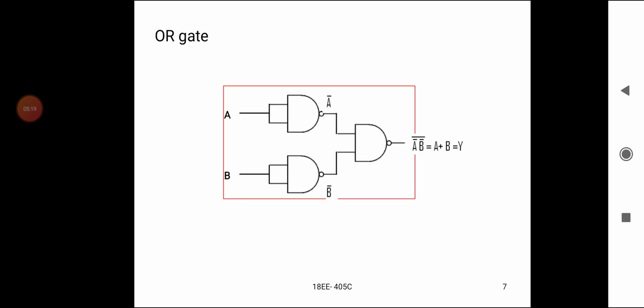OR gate is a 3-stage operation with NAND gates. A and B are inputs for the respective NAND gates, with inputs tied together. We get the NOT operation, A complement, and similarly B complement. These inputs are given to one more NAND gate. We get A complement dot B complement, whole complement. The complements get cancelled, so we get A plus B. Y equivalent to A plus B.